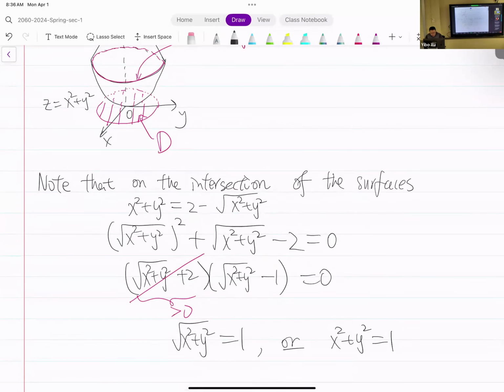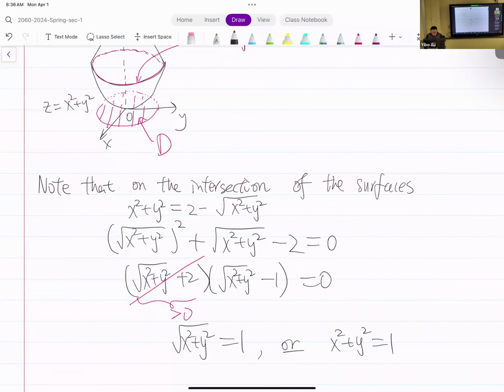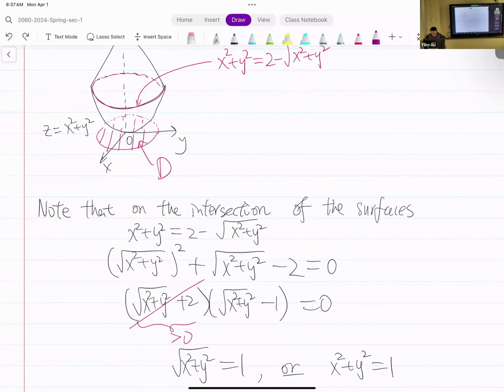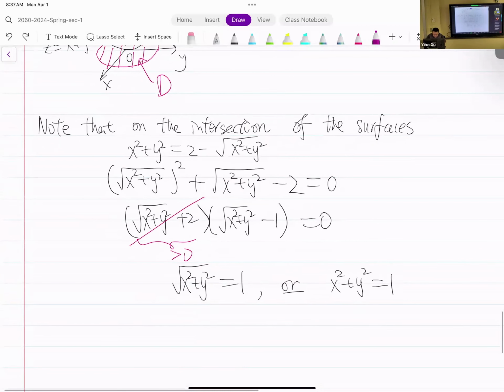So back to the picture on the top. It tells you that if you are doing cross sections when you fix the z values, the biggest cross sectioning circle is exactly the unit circle. And then if you have different z values, the cross sections will be smaller circles, something like this, on the cone or on the paraboloid. So this tells you if you do the projection down to the xy plane, you will get that disk D, right?